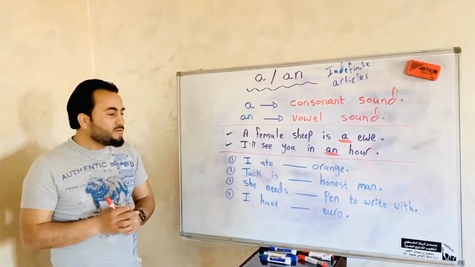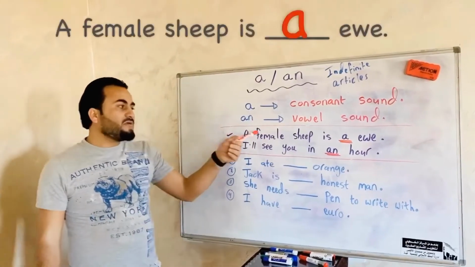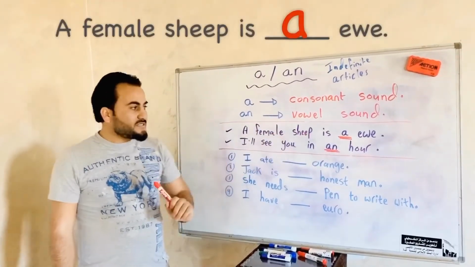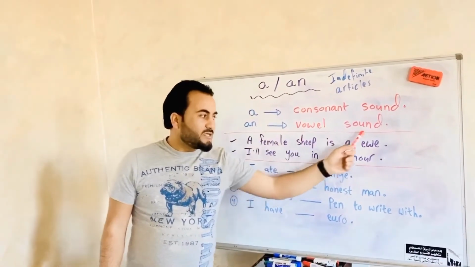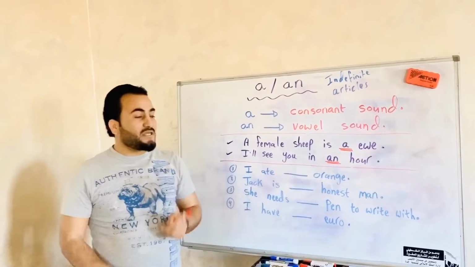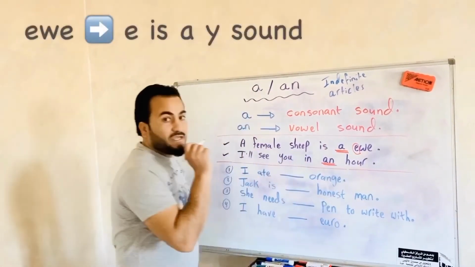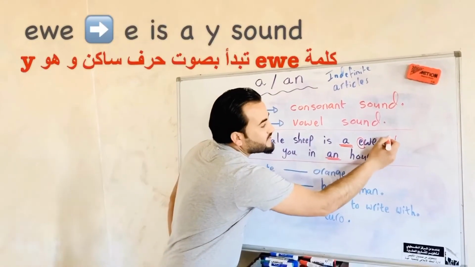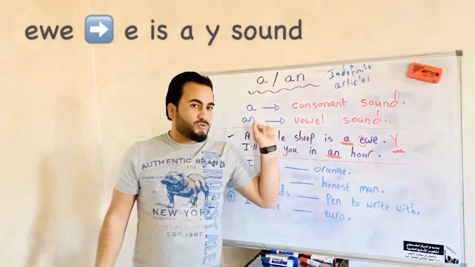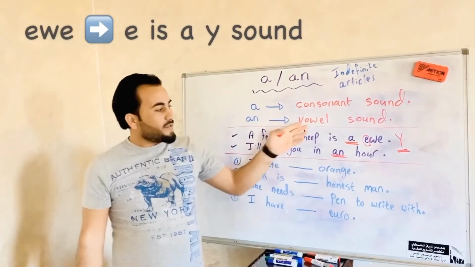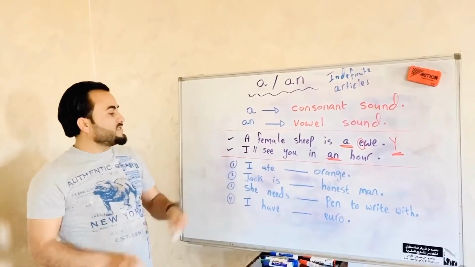Let's see how in these two examples. A female sheep is a ewe. So here, this word begins with the vowel E, but with a Y sound. So here, the sound is Y. A ewe. Okay? That's why we add a, not an. Very nice.